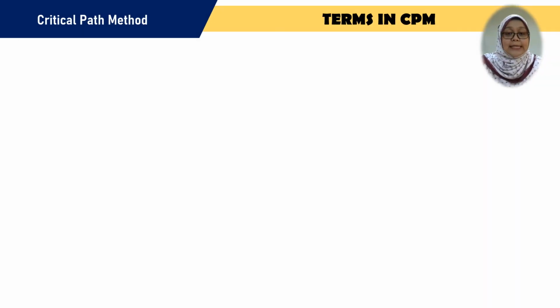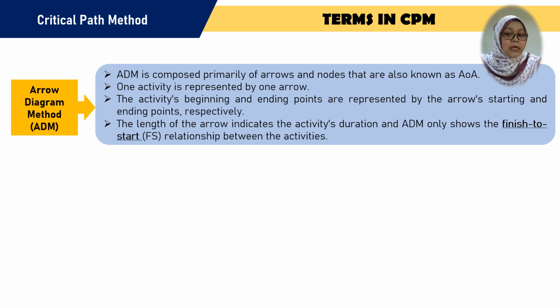Let me explain what ADM and PDM are. So basically, ADM stands for arrow diagram method. ADM is composed primarily of arrows and nodes, and is also known as AOA, or activity on arrow. So one activity is represented by one arrow.